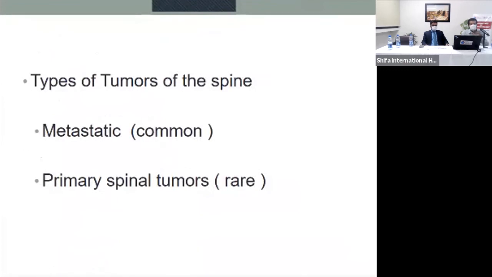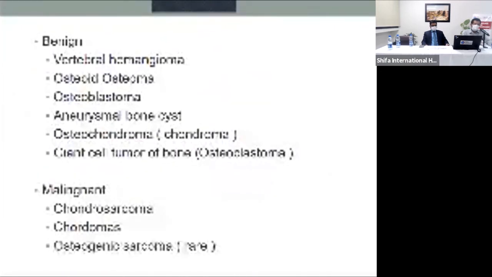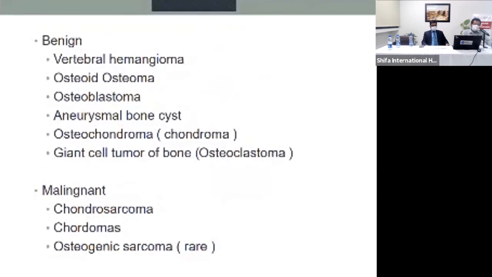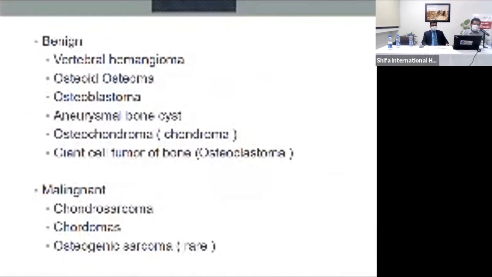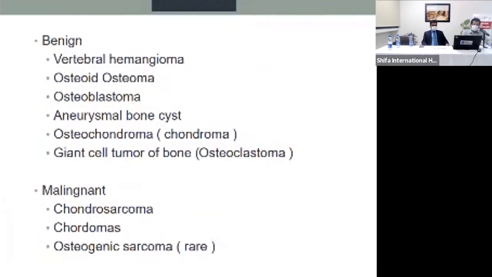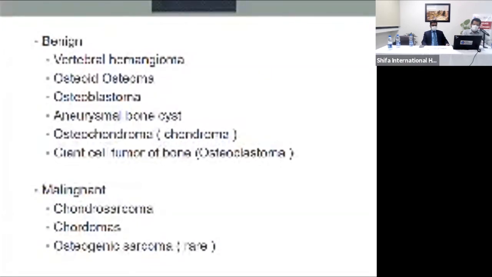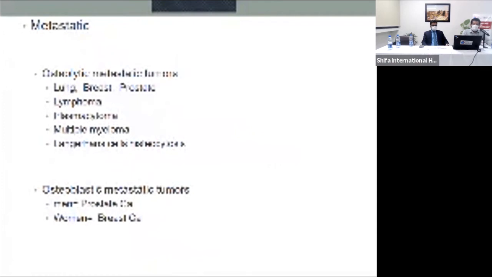Types of the tumors of the spine, that is the bony spine, can be metastatic or the primary spinal tumors. Benign being vertebral hemangioma, osteoma, osteoblastoma, aneurysmal bone cyst, osteochondroma, giant cell tumors of the bone, and malignant being the chondrosarcoma, chordomas, and osteogenic sarcomas. Those are rare. Metastatic lesions can be osteolytic or osteoblastic.